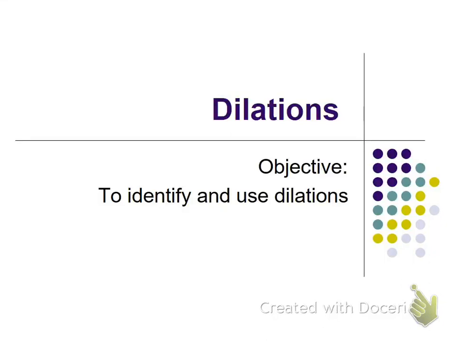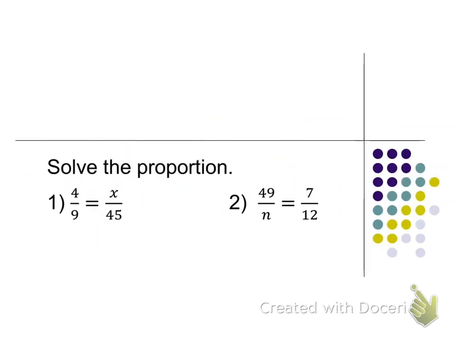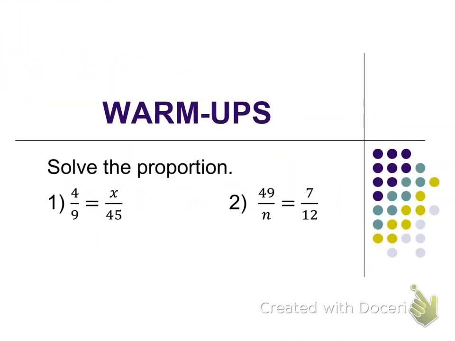All right, today we are talking about dilations, our last transformation we need to cover. So we are going to identify and use dilations, but before we get into that, we need to know how to solve proportions. This is an Algebra 1 skill. Really, it's a pre-algebra kind of skill. So I would expect you've seen these before. How do we go about solving proportions?